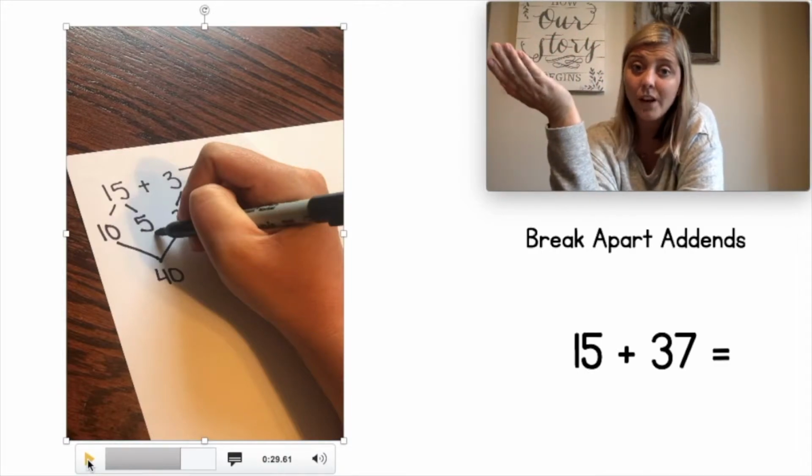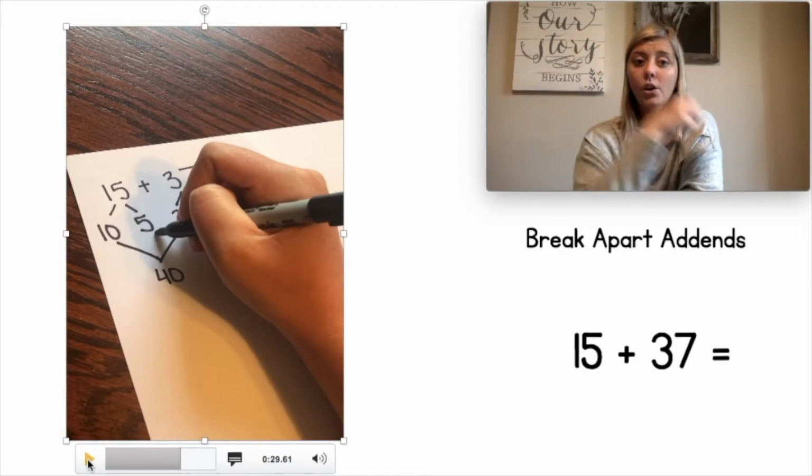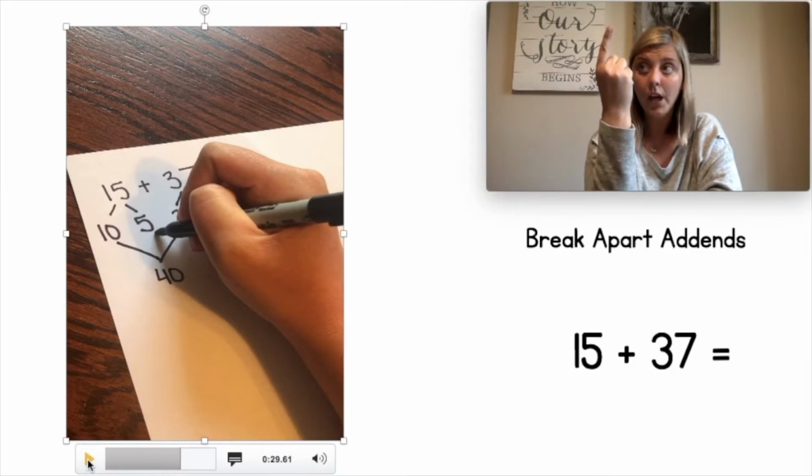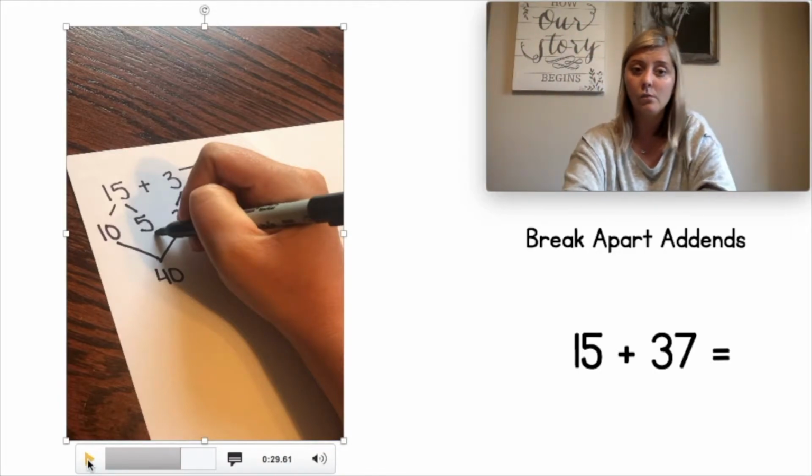If you don't have that fact in your head, a way that you can figure it out is to skip count by 10s. So if you're starting at 10 and you have to add 3 more 10s, you can go 10, 20, 30, 40. 10 plus 30 equals 40.